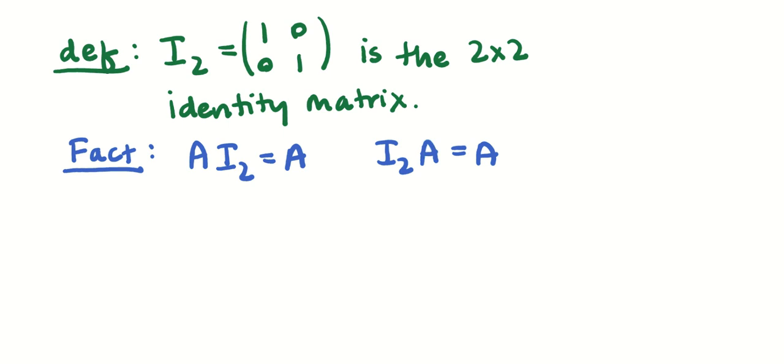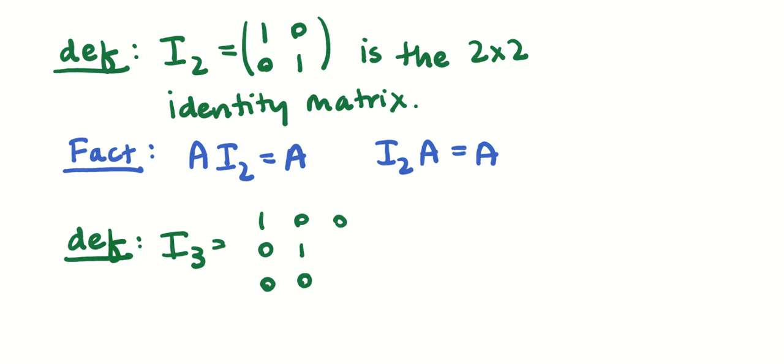Now, I3 is a 3 by 3 identity matrix: 1, 0, 0, 0, 1, 0, 0, 0, 1. What I need you to know about identity matrices of any size is that along the main diagonal, which I'm highlighting here in yellow, the entry is 1, and everything else is 0. That's an identity matrix. It's like multiplying by 1, provided the multiplication is well defined.